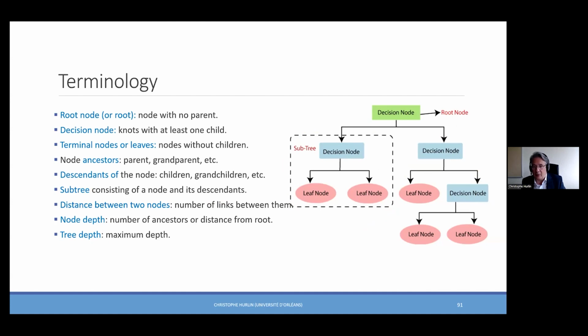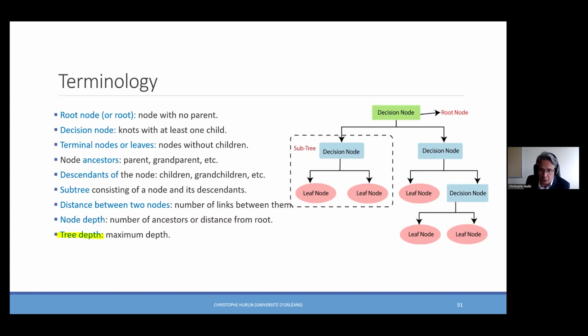What is the depth of my tree, or the depth of a node in particular? It corresponds to the number of ancestors, or the distance from the root. So for instance, if I consider this node, what is the depth of this node? So 1, 2, 3, okay. It is the distance from the node to the root.